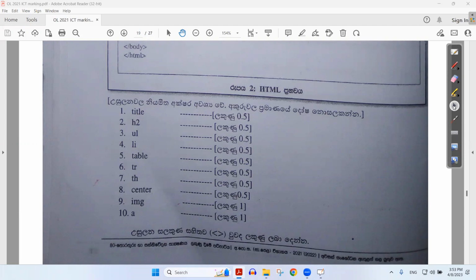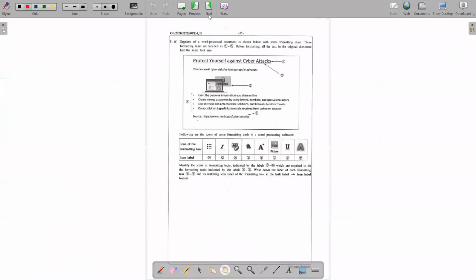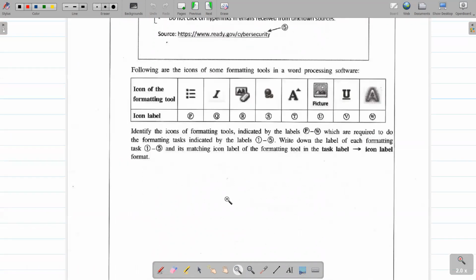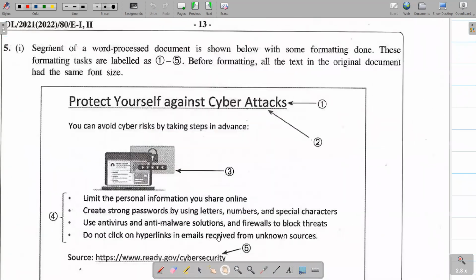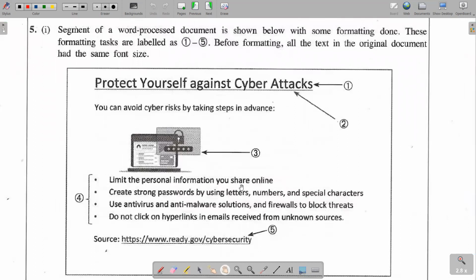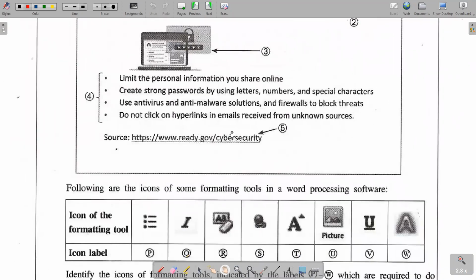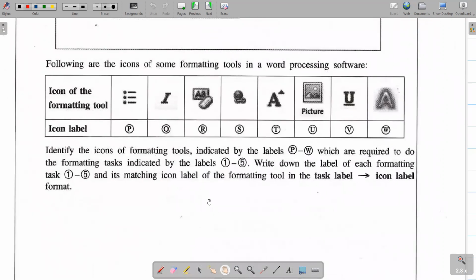Okay, let's move to the next question. Yeah, the fifth one. Here you have been given some part from a Word document, right? So they say it is modified or formatted using some of the tools. They have pointed at 5 places and asked us to match those 5 places with the tools given right over here, and to write it in the manner of task label to icon label.